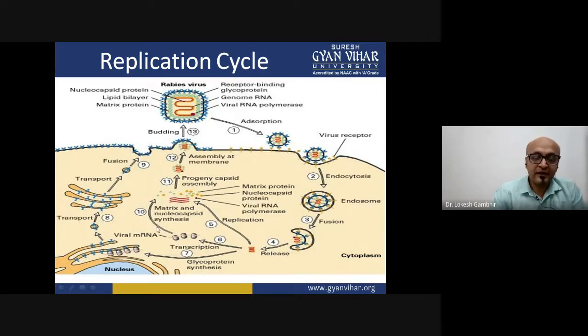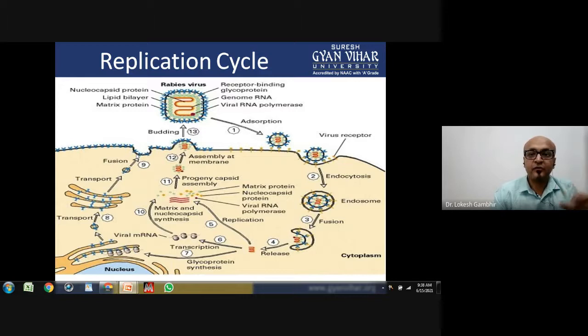Once the mRNA has been formed, it goes to the rough endoplasmic reticulum also, and in the rough endoplasmic reticulum there is a synthesis of glycoproteins. The glycoproteins, once synthesized, travel through the endoplasmic reticulum via the transport pathway, enter the Golgi, and go onto the membrane. So you see, the infected cell membrane is now rich in the G protein which was produced by the virus. So currently it is present on the membrane of the infected cell.